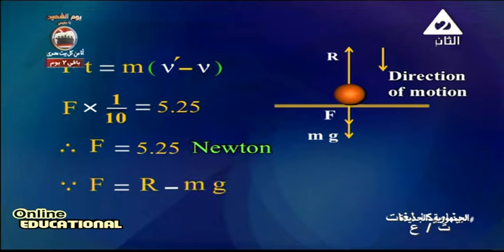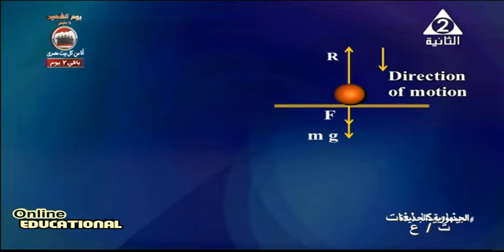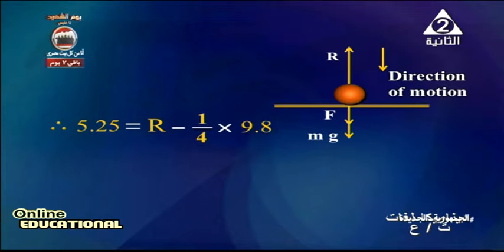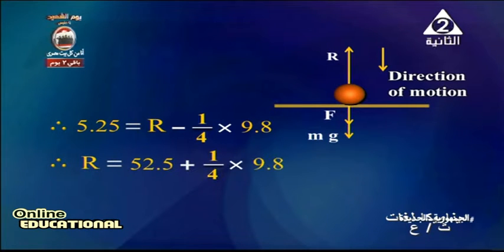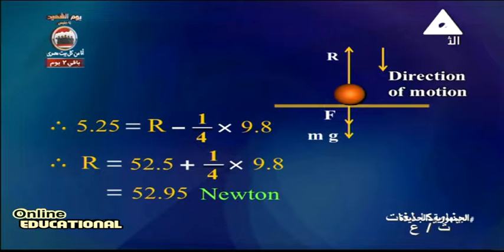We know that F equals R minus mg. The magnitude of F, 52.5 Newton, equals R minus quarter times 9.8. Then R equals 52.5 Newton plus quarter times 9.8, which equals 52.95 Newton, because we use kilogram, meter per second, and Newton second as the units of this example.